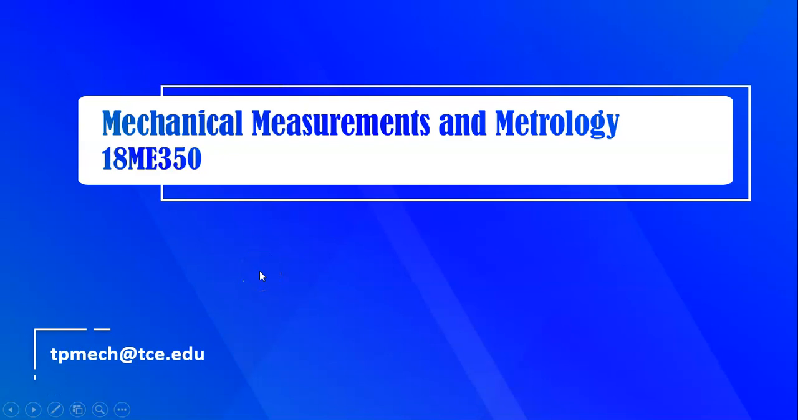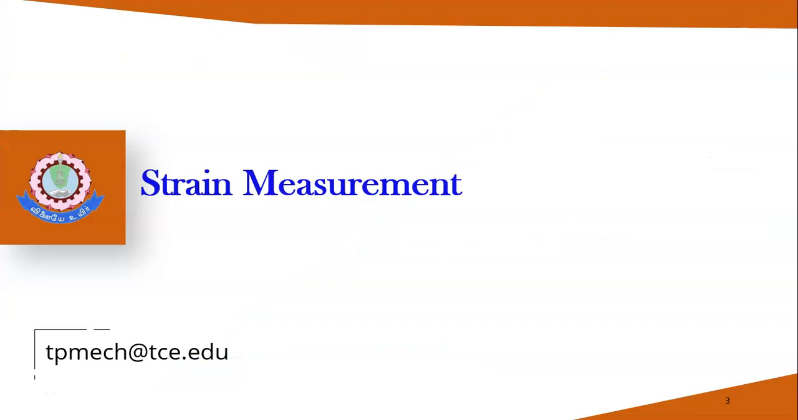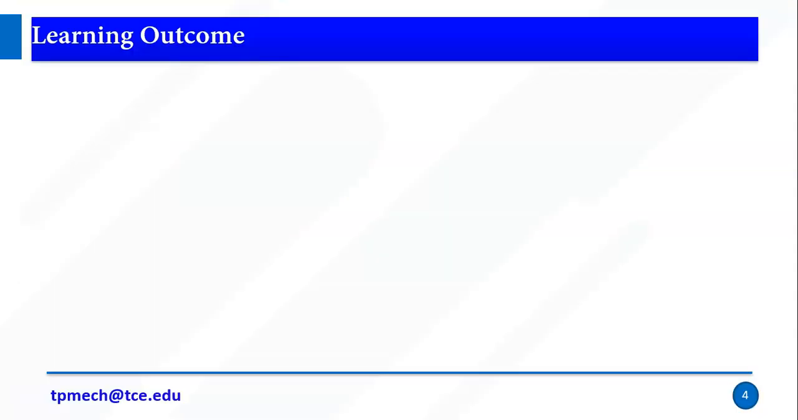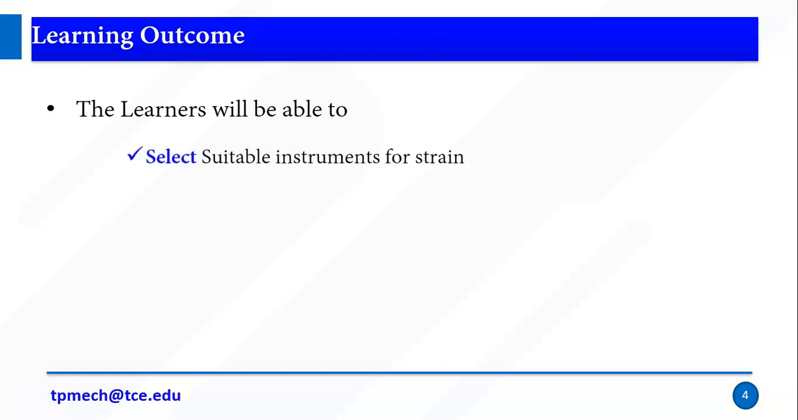So our course code is 18350, mechanical measurements and metrology. So we are going to see the strain measurements. In the previous class we discussed something about strain measurements. First one, the learning outcome: the learners will be able to select a suitable instrument to measure strain.